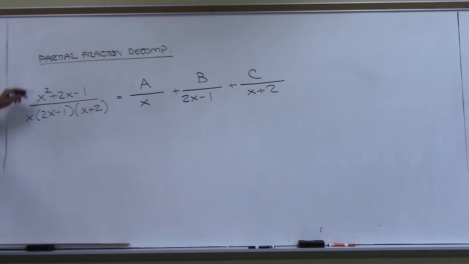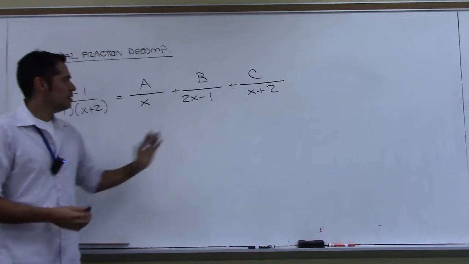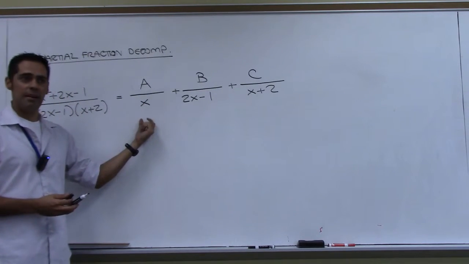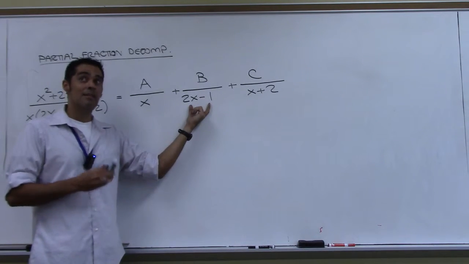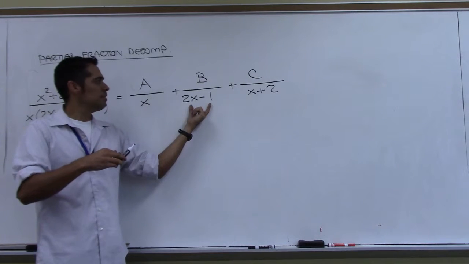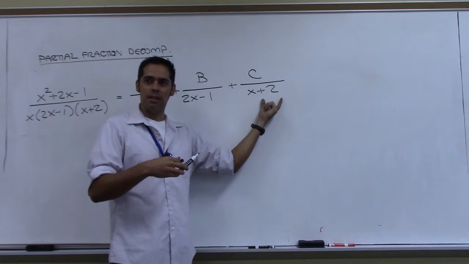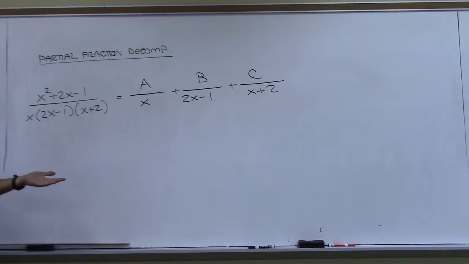If you're trying to integrate this, which is what we're trying to do, and that looks like a disaster, why would we prefer to integrate this? Yeah, and that's a number, right? Pop it out. That's a natural log. Natural log x is the antiderivative of this. The antiderivative of this is 1/2 natural log of 2x minus 1. And the antiderivative of this is natural log of x plus 2. And we're done. If we can just figure out what A, B, and C are, we're done. That's why the partial fraction decomposition is important to us.